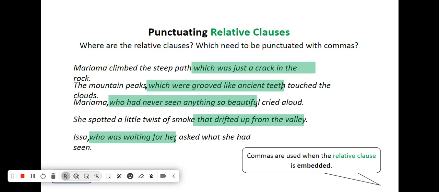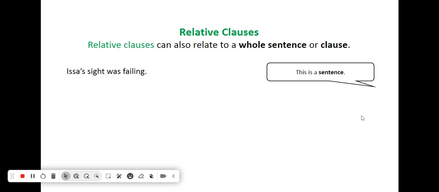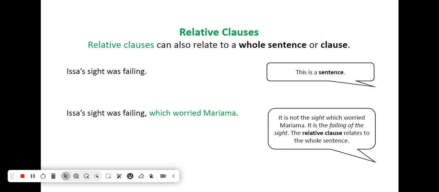Commas are used when the relative clause is embedded. So a relative clause can also relate to a whole sentence or a clause. Isa's sight was failing, which worried Mariama. So the relative clause relates to the whole sentence. It's not the sight which worried Mariama, it's the failing of it that worries her.